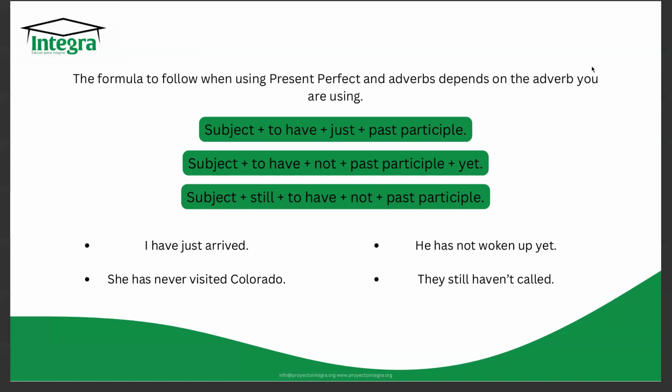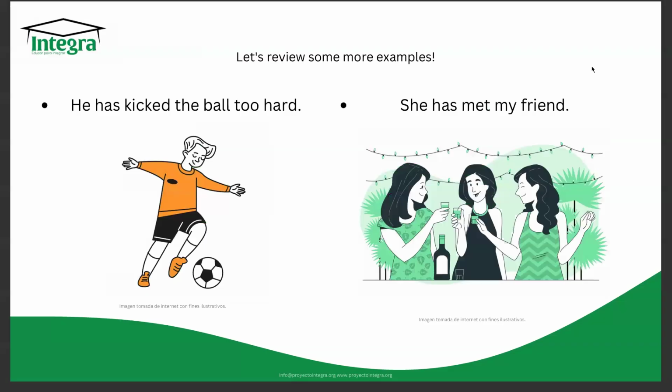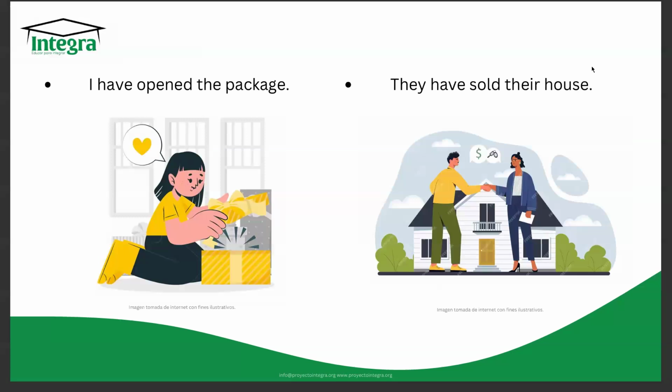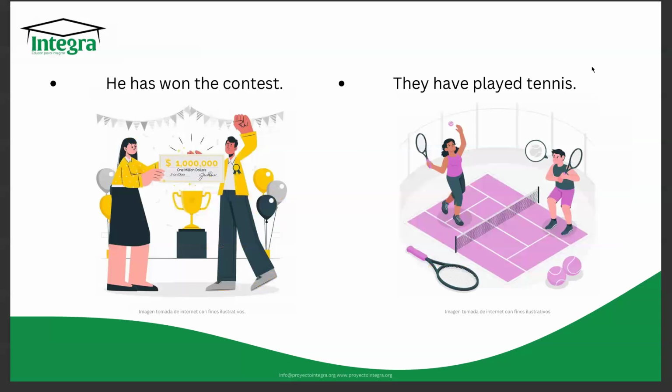For example, we have I have just arrived. She has never visited Colorado. He has not woken up yet, and they still haven't called. And let's review some more examples. He has kicked the ball too hard. She has met my friend. I have opened the package. They have sold their house. He has won the contest. And they have played tennis.